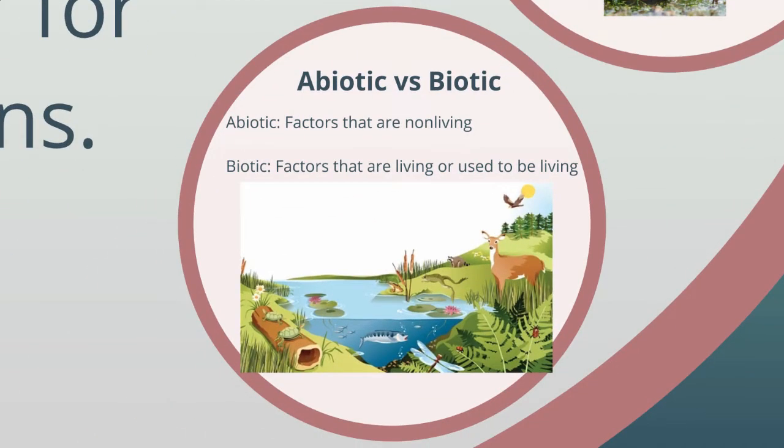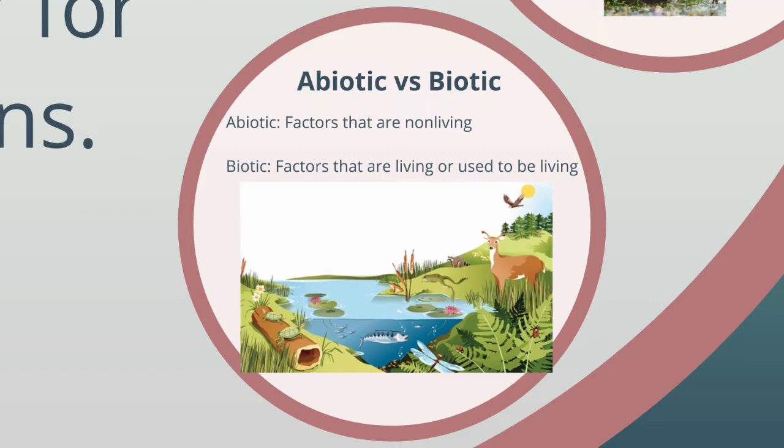So abiotic versus biotic. Abiotic factors are factors that are non-living, and biotic factors are factors that are living or used to be living. So I have an image here for you, kind of like a wetland or a stream, and I need you to take a moment, pause the video with this image, and see if you can, one, define abiotic and biotic in your notes, and then pull out some examples of both abiotic and biotic factors in this picture.